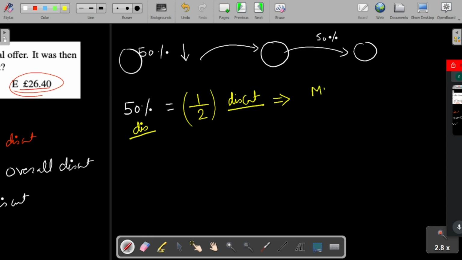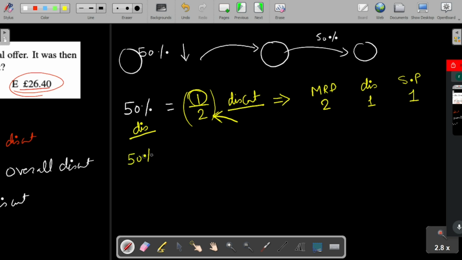Similarly, if you are saying 1 by 2 discount, what does it mean? If my MRP is 2 units, because discount is always calculated on mark price or MRP, so base is MRP. This fraction is telling you if your MRP is 2 units, what's the discount? 1 unit. So what's the selling price? If your MRP was 2, you have discounted 1 unit, so selling price was 1. Are you getting my point?